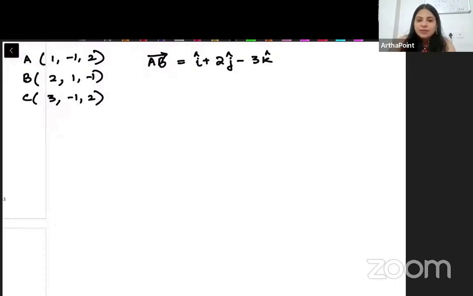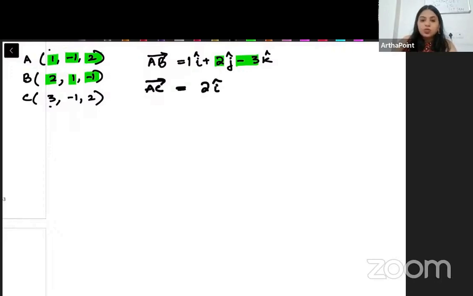So this will be AB, right? If you have a doubt, B minus A kar lo. So 2 minus 1 is 1. 1 minus -1 is 2. And -1 minus 2 is -3. Is this clear? In a very similar way, if I were to ask you to find AC, what would AC be? AC is going to be 3 minus 1, that is 2i, -1 minus -1, 0, plus 0j, plus 0k. This will be your AC.